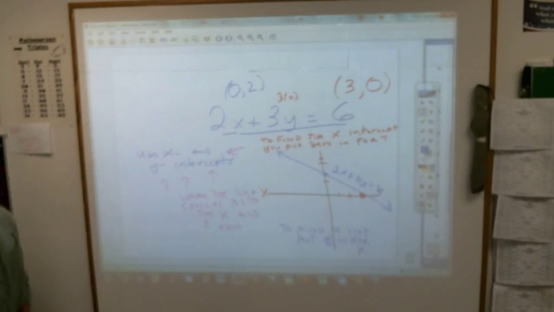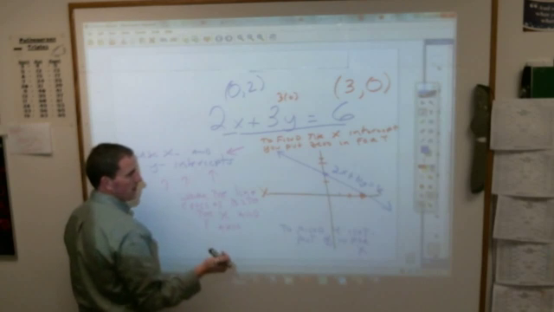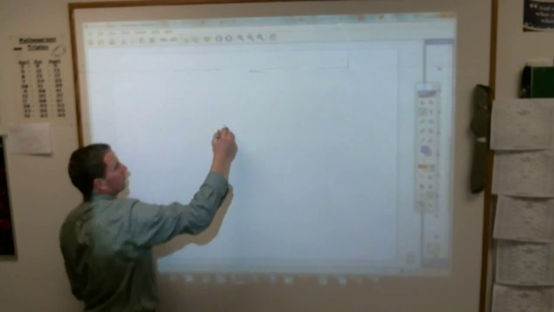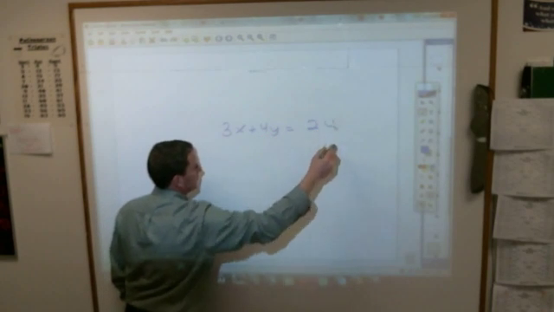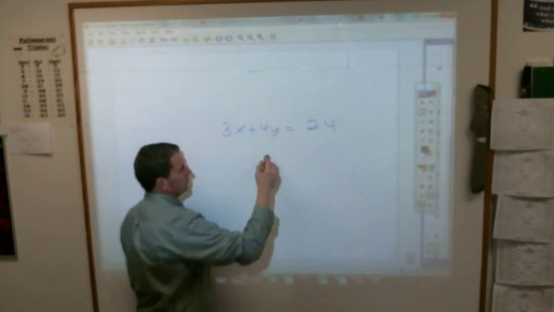And that was super slow, but I'll show you how fast you can do this in a second, as soon as everybody is ready. 3x plus 4y equals 24. I'm going to do it supercharged here.